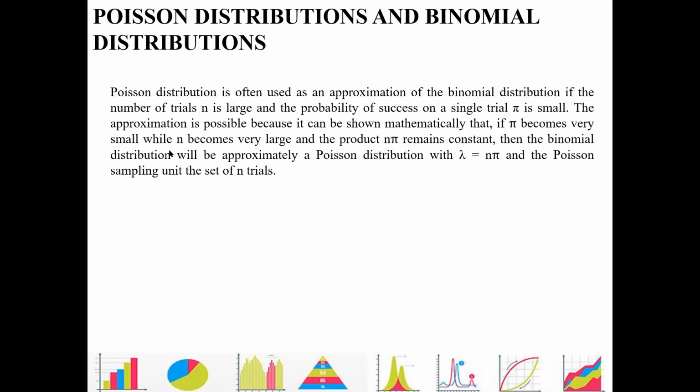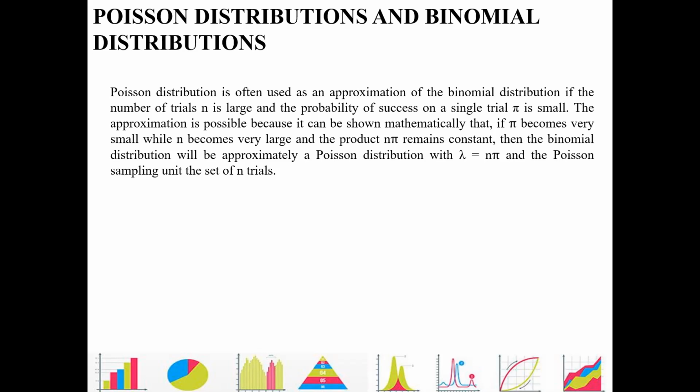Next. So, Poisson distribution and binomial distribution. Ano yung interaction? O pwede bang pumasok si Poisson distribution sa binomial distribution? So, Poisson distribution is often used as an approximation of the binomial distribution if the number of trials n is large and the probability of success on a single trial pi is small. The approximation is possible because it can be shown mathematically that if pi becomes very small while n becomes very large and the product n pi remains constant, then the binomial distribution will be approximately a Poisson distribution.